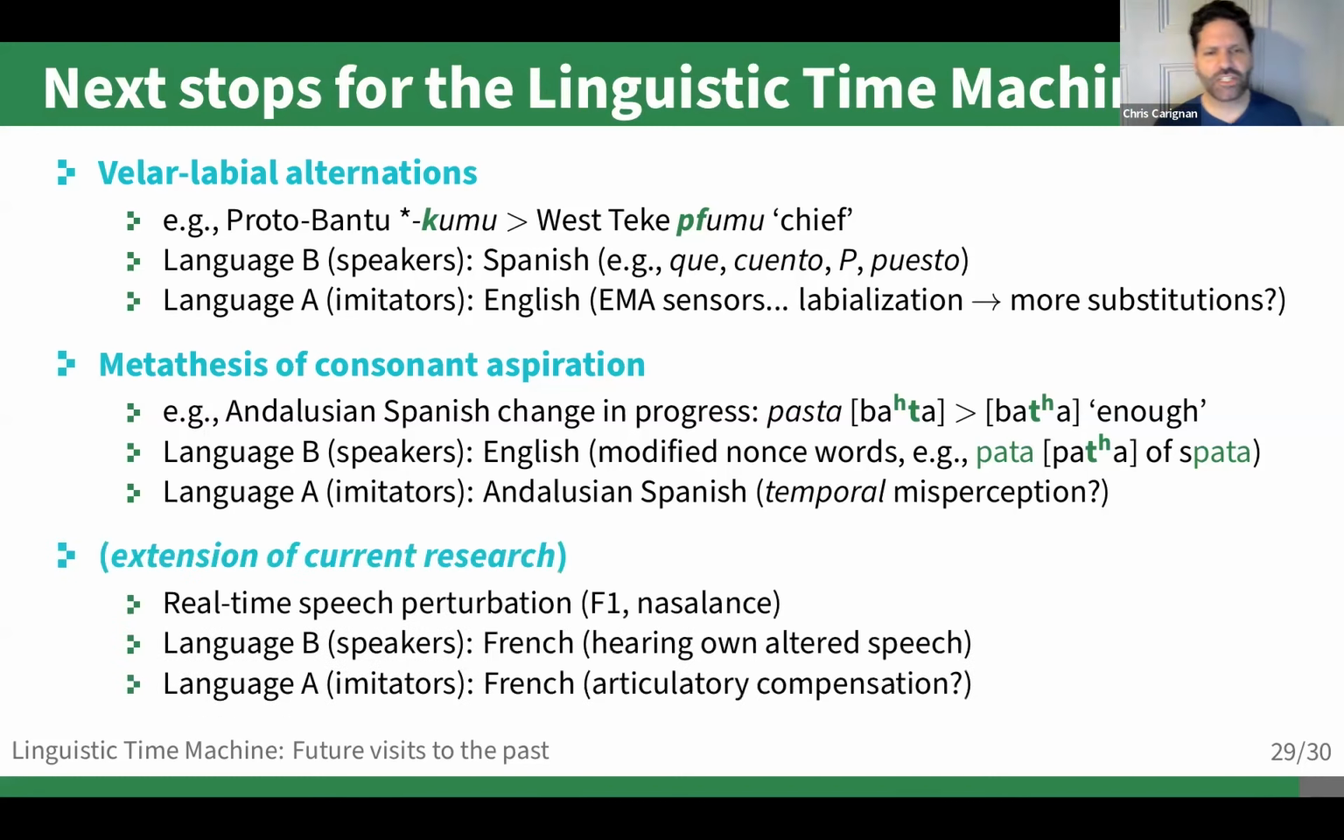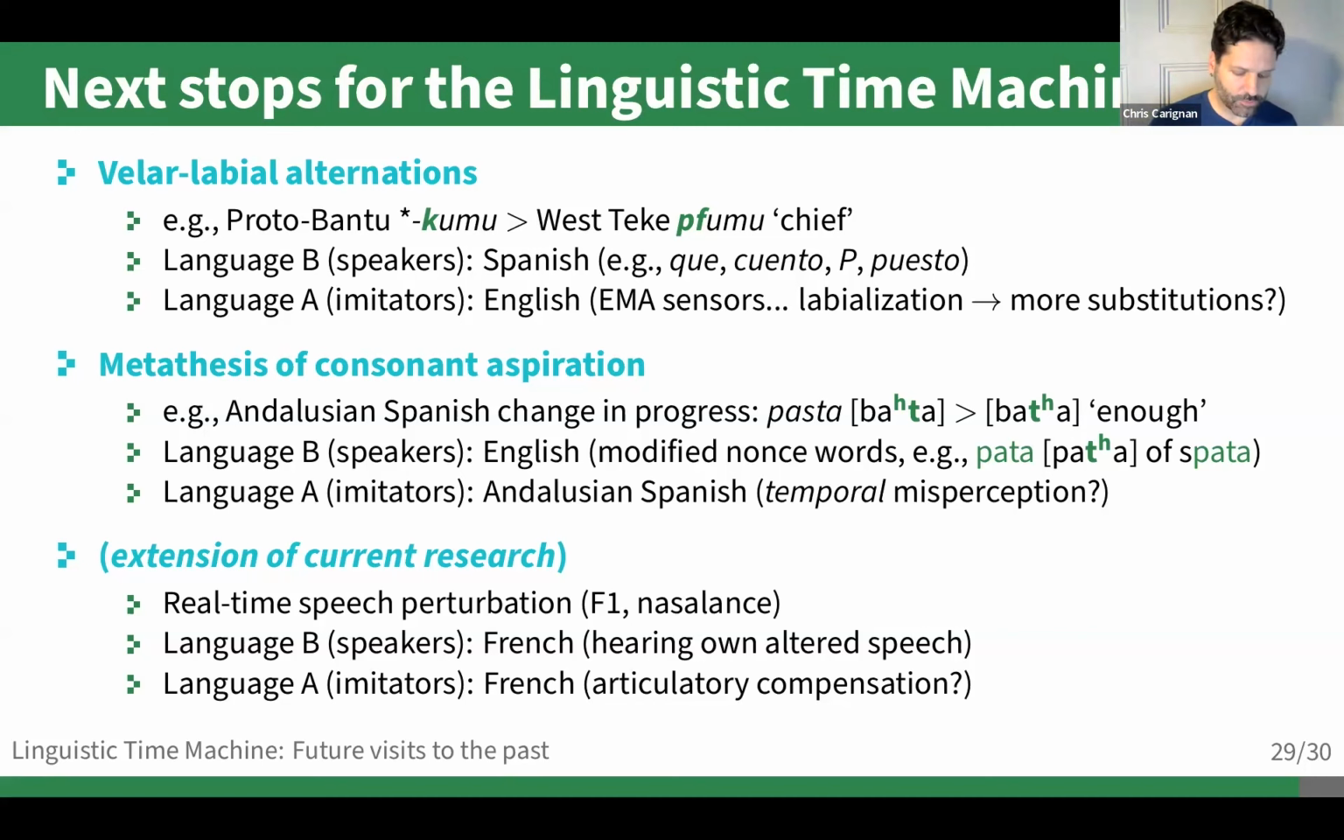And the last one, actually, I'm sort of most excited about, and one that I want to run first, is an extension of the current research that's quite a bit different. So language A and language B are actually the same speakers. How the change would happen is real-time speech perturbation, where there's processing done with very low latency, essentially immediately on the fly. That's done to somebody's own voice, and then what they hear is a slightly modified version of their voice, right?